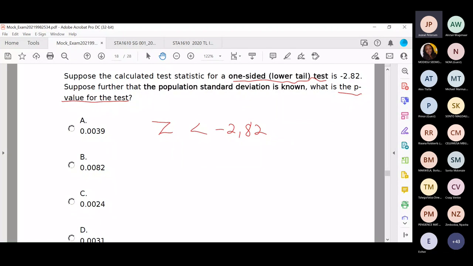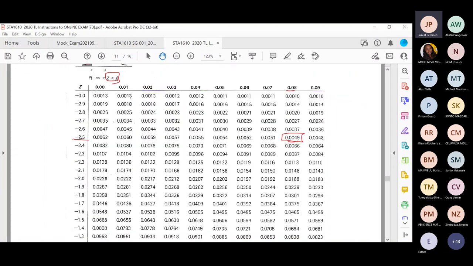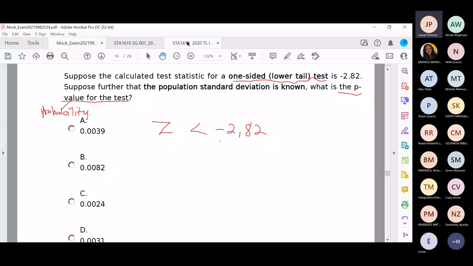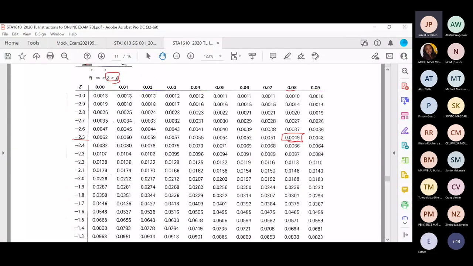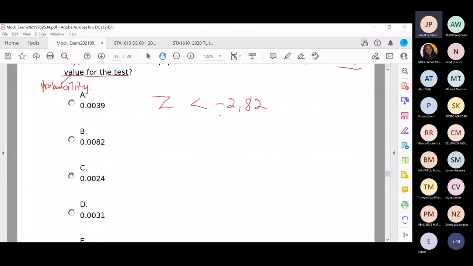For the greater than, it means we will say 1 minus the value you find on the table, and so forth. And because this side says it's a lower tail area, which is the less than tail area, which is in the negative, we can go to the negative side of the table and look for negative 2.82, because we're looking for the p-value, and we must always remember that the p-value is a probability. So use the z value of negative 2.82, which gives 0.0024, which is option C.